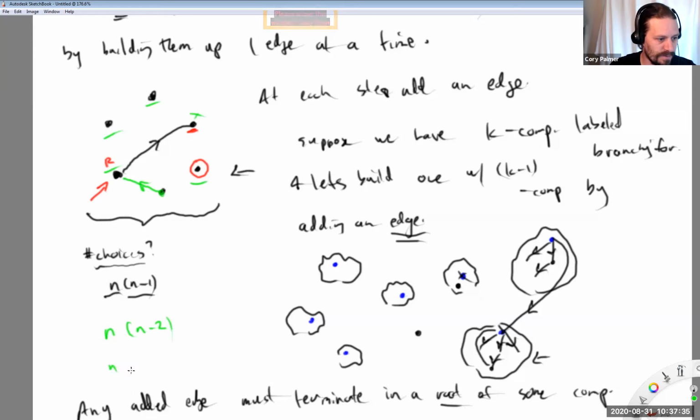The next step I'd have n times n-3 choices. Choose any vertex, say I choose this one, and then I orient it to a root, so now this is the root here. Let's say I orient it over here to this one. And so now this is a root. And I had n-3 choices because 1, 2, 3 vertices in that component were not available, and so on and so forth. Okay, so in total, now we're almost done with this proof here.